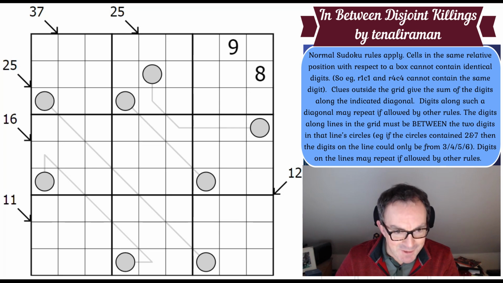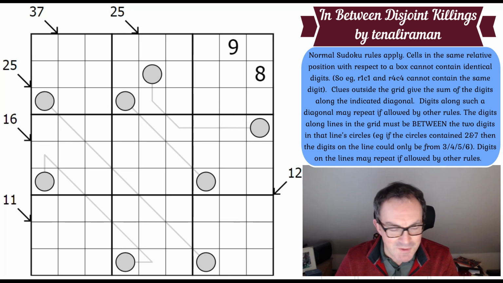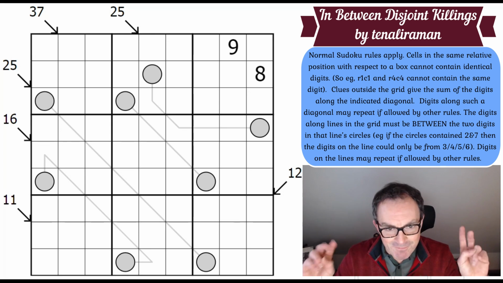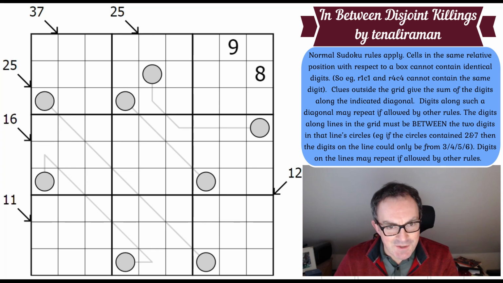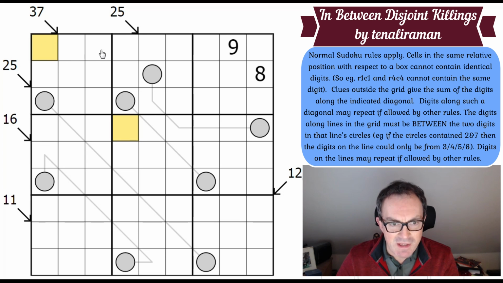I want to get into this puzzle. Let's have a look. We've got normal Sudoku rules apply. Cells in the same relative position with respect to a box cannot contain identical digits. So this is our old friend, disjoint sets. So what does it mean? It means that this square, for example, and this square could not contain the same digit because they are in the same position within their 3x3 box. They're both in the top left-hand side of their 3x3 box.